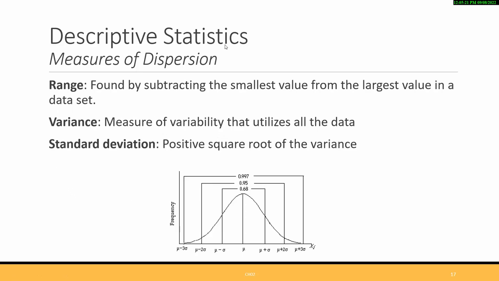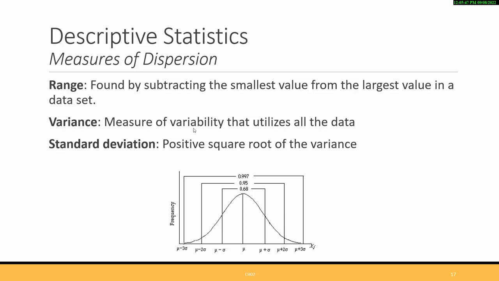Another descriptive statistics that's of interest to us is the measures of dispersion. So again, there are multiple ways to get an idea of the dispersion. The first one is called range. Range can be found by simply subtracting the smallest value from the largest value in a dataset. We all know, just take the maximum minus minimum value in the dataset.